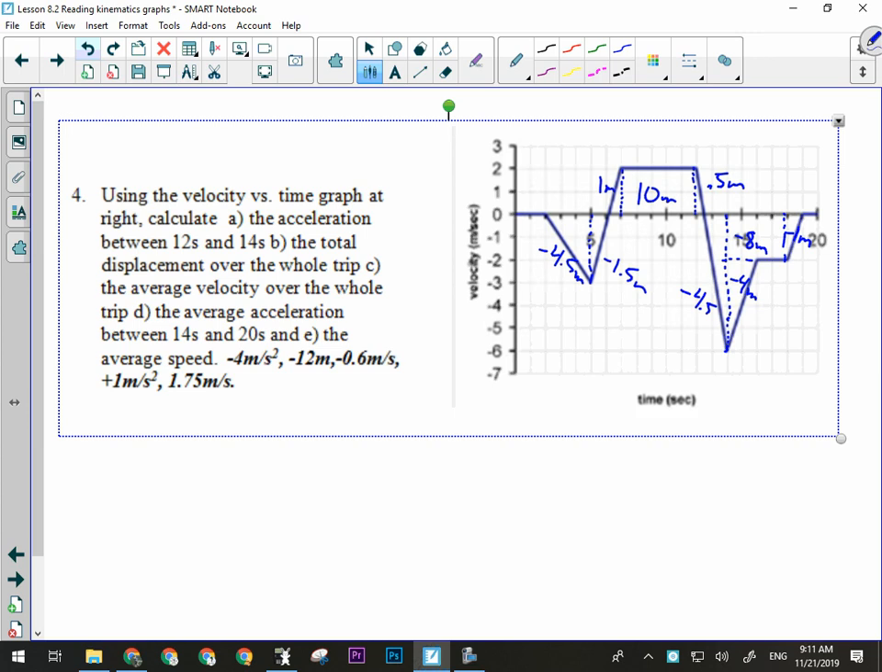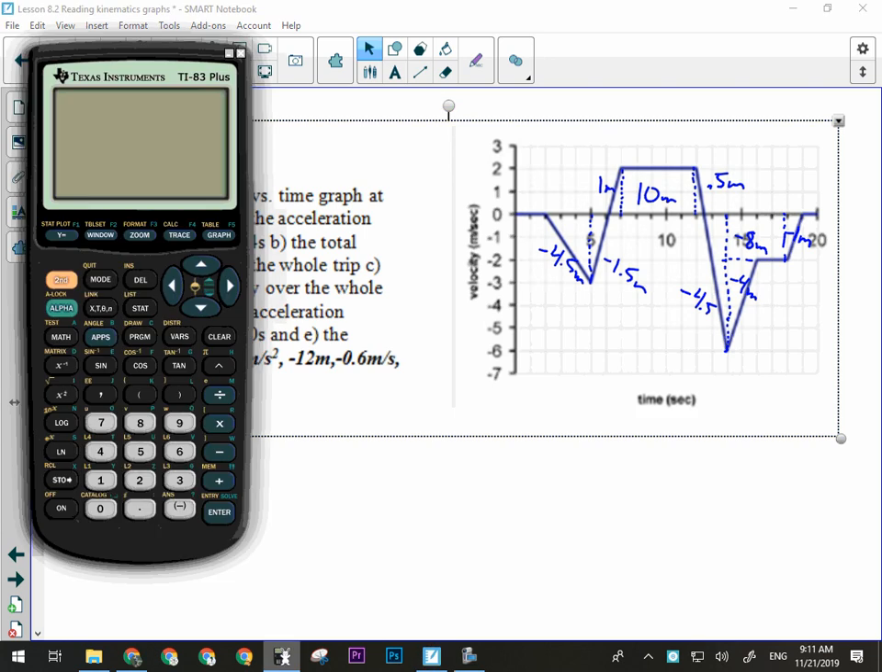Okay. All right, now that I've got all those displacements, what do I do with them? I add them all together. So we've got -4.5, plus -1.5, plus 1, plus 10, plus 0.5, plus -4.5, plus -4, plus -8, plus -1. All right, so total displacement is -12 meters.